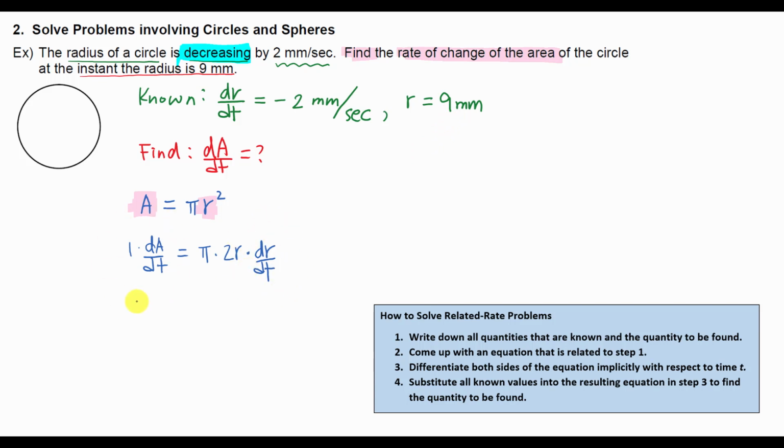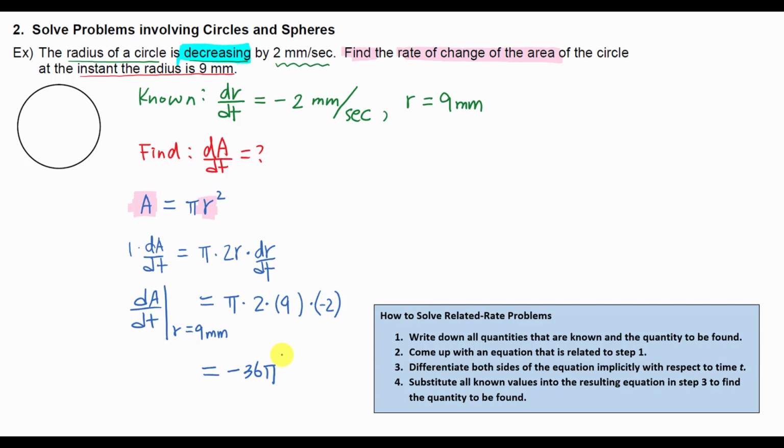So we will be able to find dA/dt now. So dA/dt at, what's the instant? Radius equal 9 millimeter is equal to pi times 2 times the radius. Radius is at the moment 9 millimeter, and dr/dt is negative 2 millimeter per second, which is equal to 2 times negative 2 is negative 4. Negative 4 times 9 is negative 36 pi.